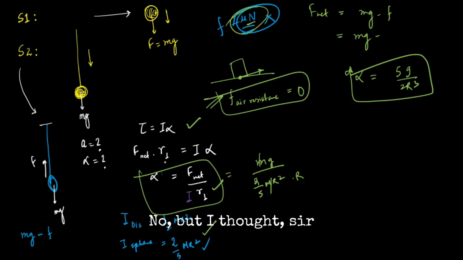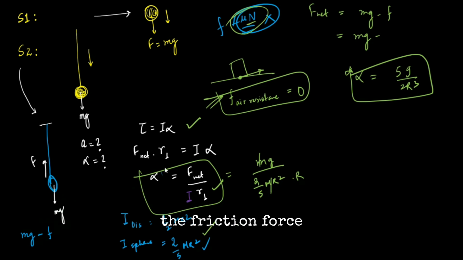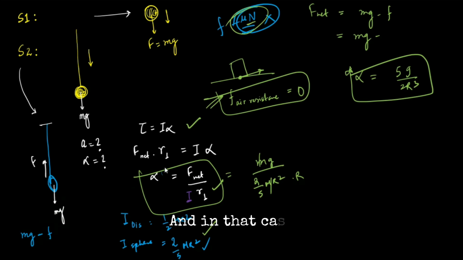No, but I thought, sir, like it could be, since the friction is opposing it, the friction force and mg could be the same. That's why it was based on that assumption. See, in order to pull it upward, you have to apply some external force. And in that case, this friction is the force which supports the motion. If there is no friction, it won't be able to come up.